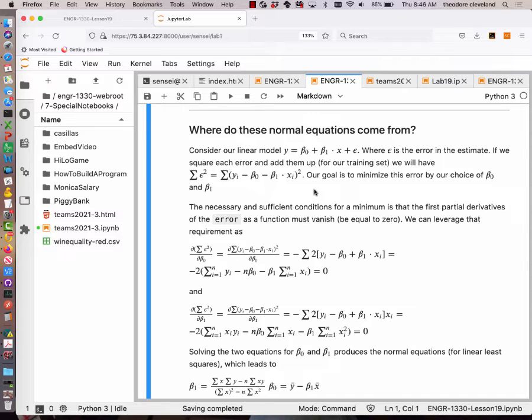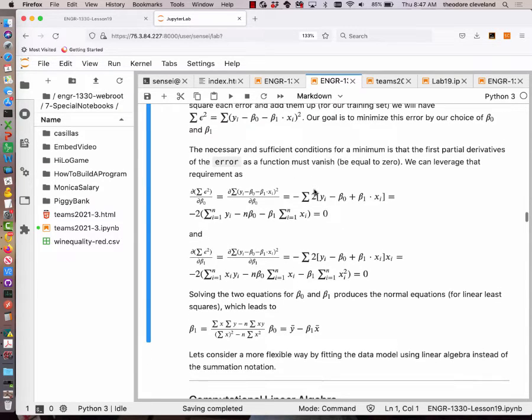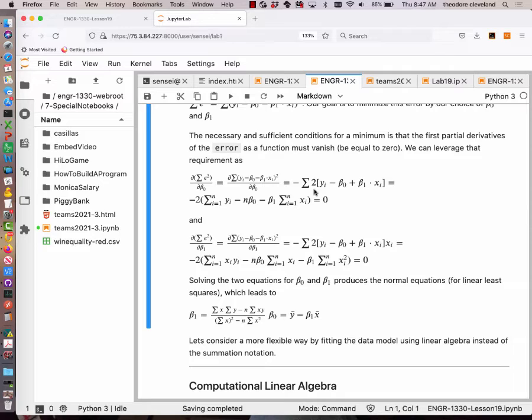So who remembers from calculus what the necessary condition is for a minimum? For a function to have a minimum? Its first derivative has to vanish. And for a minimum, what do you know about the second derivative? Although we're not going to leverage that at all. Positive definite. If it's negative definite, then it's a maximum, not a minimum. So the necessary and sufficient conditions for a minimum is that the first partial derivatives of the error function vanish. That's a fancy word for, say, equals 0.